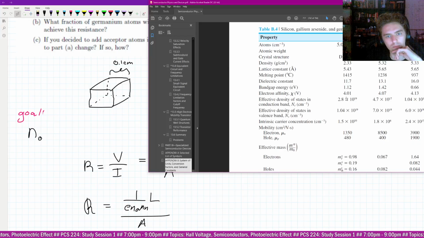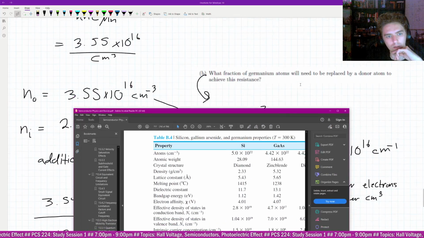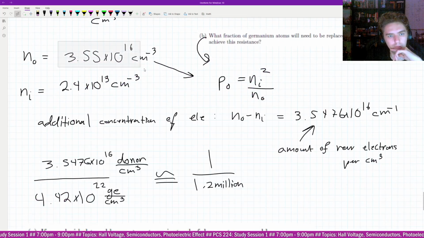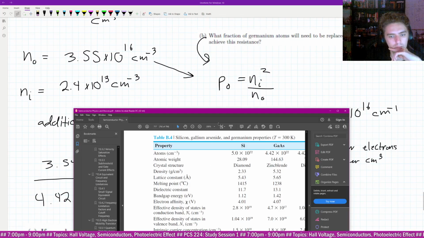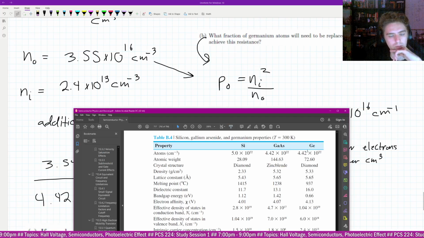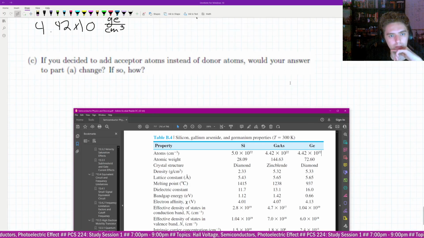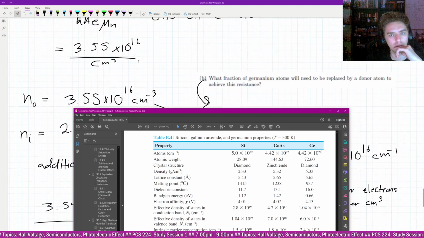I didn't actually look 100%, but if you know the density of donor atoms and you know the density of atoms per centimeter cubed, you know how many atoms per centimeter cubed need to be replaced with donor atoms. But we're talking about adding acceptors instead of donors. Oh, adding acceptors. Then you would have to find P0 first, but it should be the same thing.